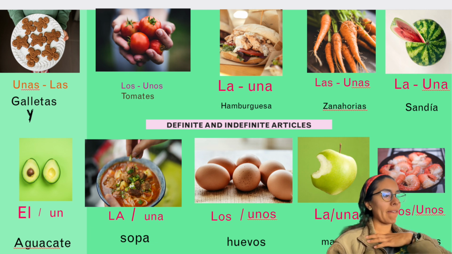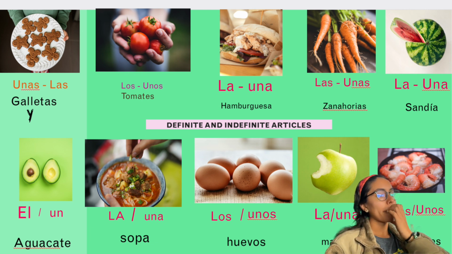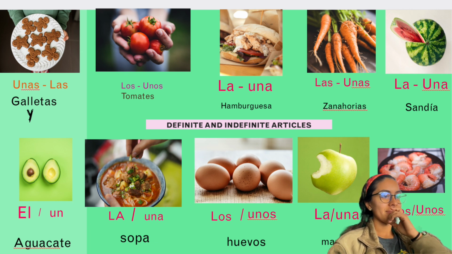Yes. Okay. Unas galletas, las galletas. Unos tomates, los tomates. La hamburguesa, una hamburguesa. Las zanahorias, unas zanahorias. Trying to remember where you put the emphasis. La sandía, una sandía. Very good.